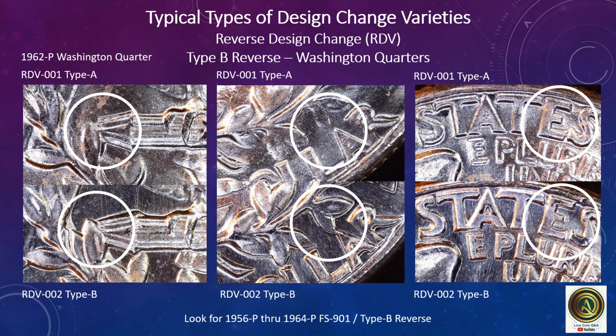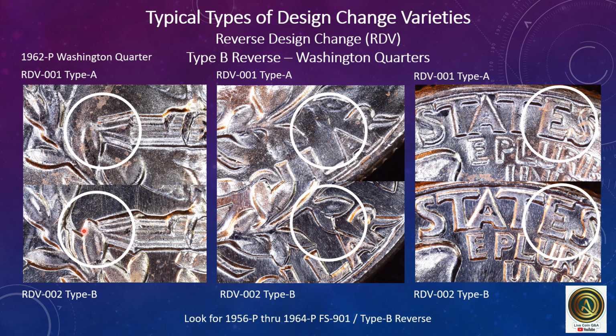Another reverse design change is on Washington quarters. Here we have a 1962 Philadelphia Washington quarter. The top row is the type A, or call it the normal reverse design. Here we'll notice that the arrows are above the leaf. This leaf does not touch the A in dollar. And the distance between the E and the S in states is close.